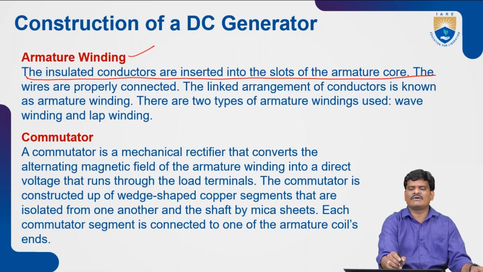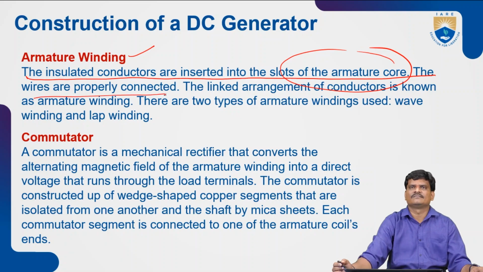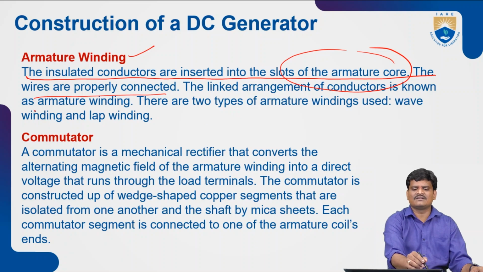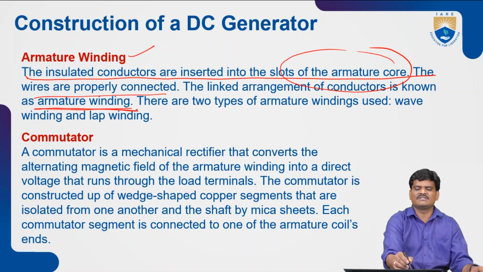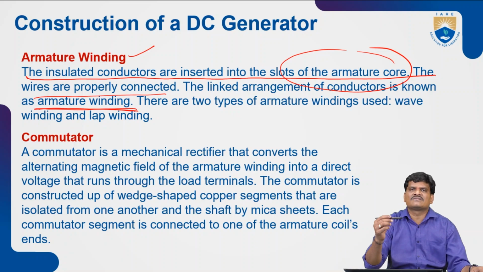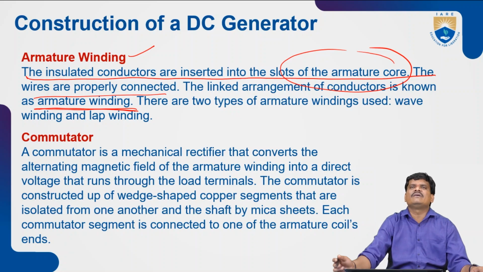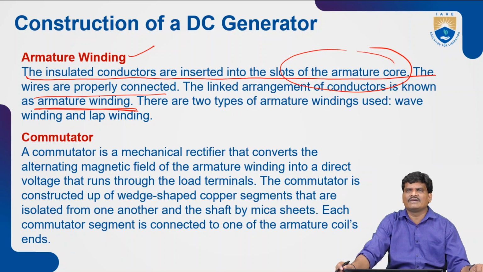And this armature winding is completely inserted into what? Inserted into the slots of the armature core, and these wires are properly connected. And the linked number of conductors is known as what? It is known as the armature winding. So the proper arrangement of conductors should be done. That is, each and every slot needs to have a winding in order to produce some amount of magnetic field in it. And there might be different types of windings we can use here.